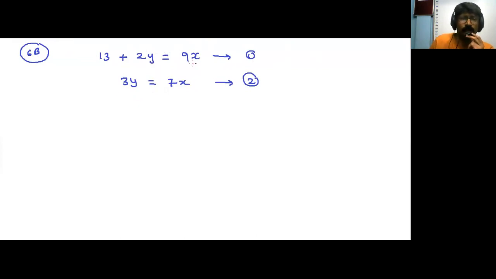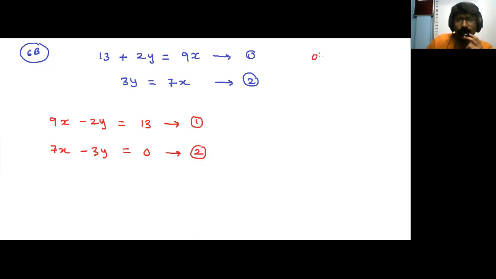So look at this. How will we write it? So this will be written as 9x minus 2y is equals to 13. This is your equation number 1. Now the next one would be 7x minus 3y is equals to 0, because when this will go on other side, there would be nothing left over here in equation number 2. Did you understand how to get it in the proper format? It should be always in the format of ax plus by is equal to c. In this format it is very important to have it.